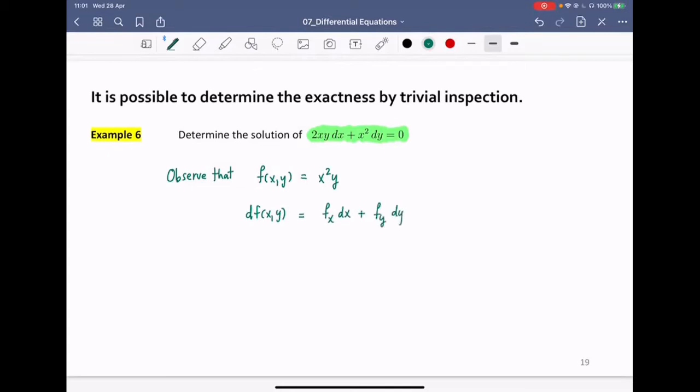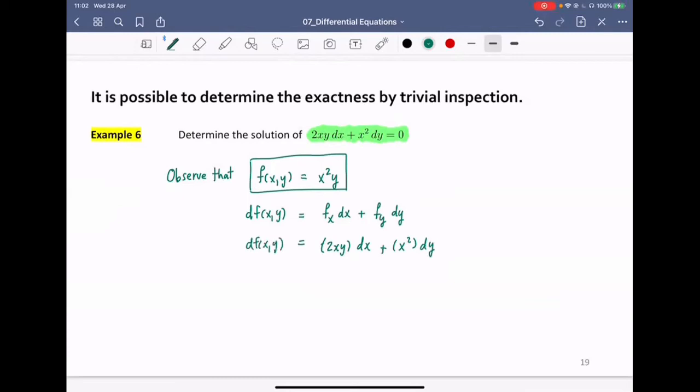This is a thing that we learned from the previous chapter when we did the approximation. Do you remember when we learned approximation? I said that df is f_x dx plus f_y dy. So this is the same thing. If f(x,y) equals x squared y, then df is going to be f_x dx, which is differentiating f with respect to x, so you get 2xy. Differentiate f with respect to y, so you get x squared.